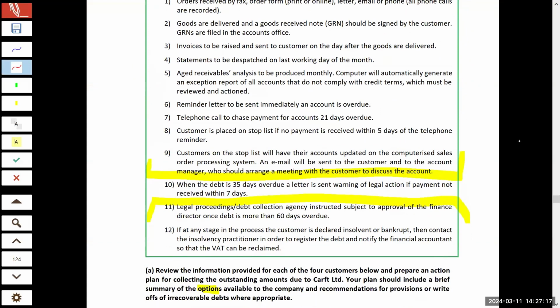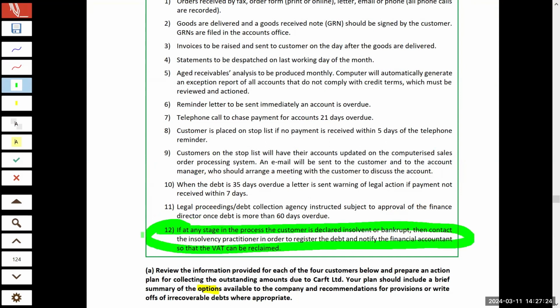Now, of course, at this stage, we're at the bottom of the pile, aren't we? We're in receivership, insolvency, bankruptcy. It's not a good look, is it?